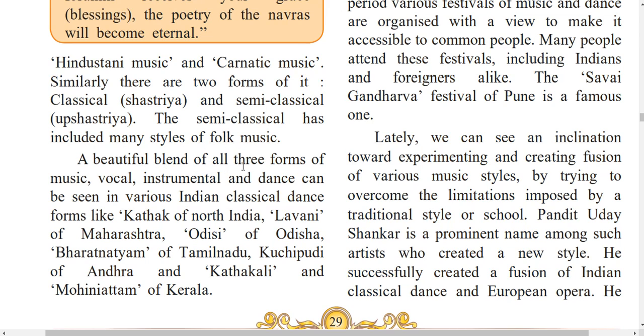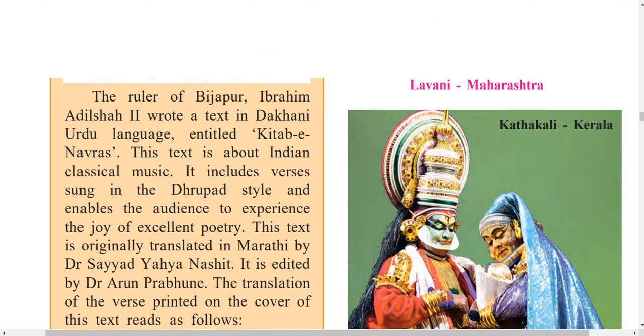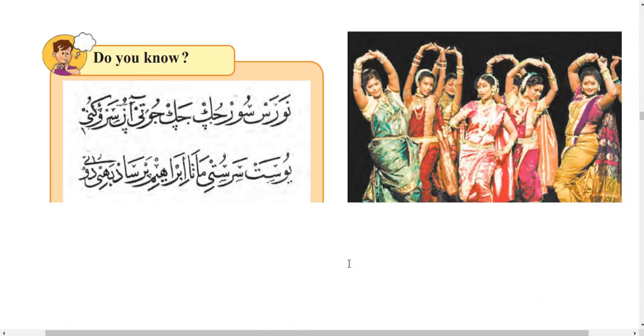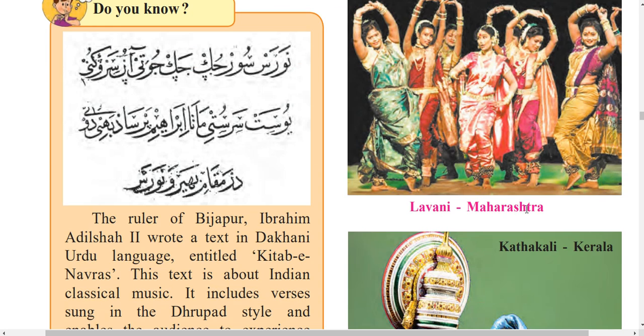A beautiful blend of all three forms of art, vocal, instrumental, and dance, can be seen in various Indian classical dance forms like Kathak of North India, Lavani of Maharashtra, Odissi of Odisha, Bharatnatyam of Tamil Nadu, Kuchipudi of Andhra, and Kathakali and Mohiniyattam of Kerala. Lavani, Maharashtra. This is a picture of dancing ladies.